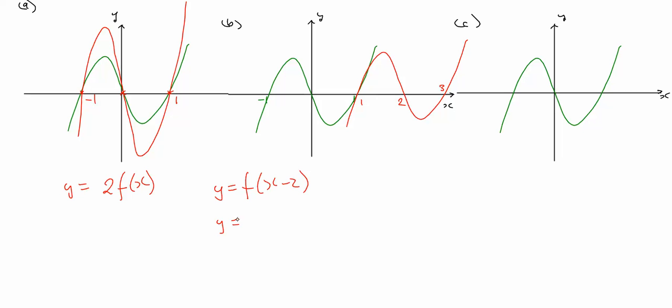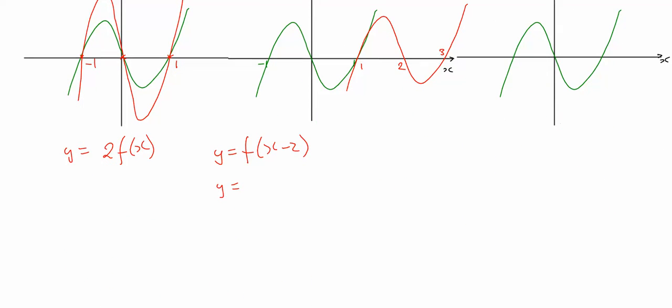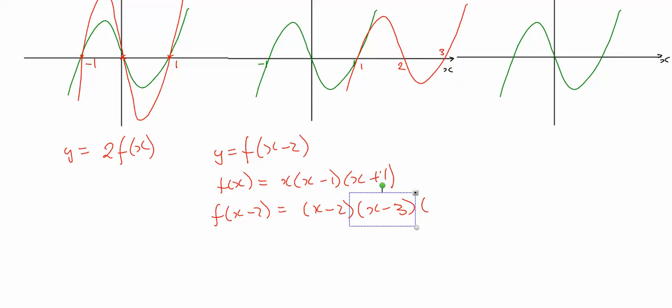The equation of this new curve, well, just replace the x by x minus 2. F of x is x times x minus 1 times x plus 1, so f of x minus 2, well, replacing x by x minus 2, we'll have x minus 2. X minus 2 minus 1 is x minus 3, and x minus 2 plus 1 is x minus 1.